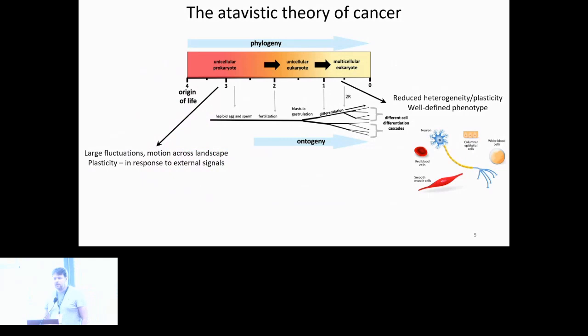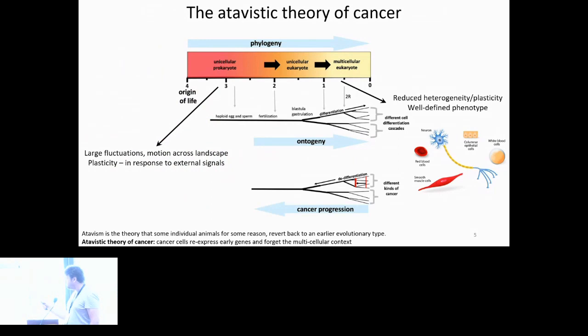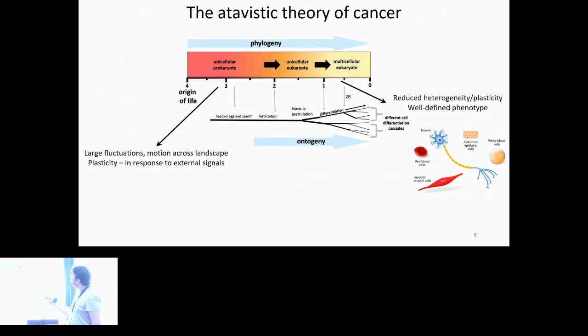So you have several theories of cancer. Some are not very serious, like saying God can explain why you have cancer. So no, it's not scientific. But you have one that is very interesting. It's called the atavistic theory of cancer.